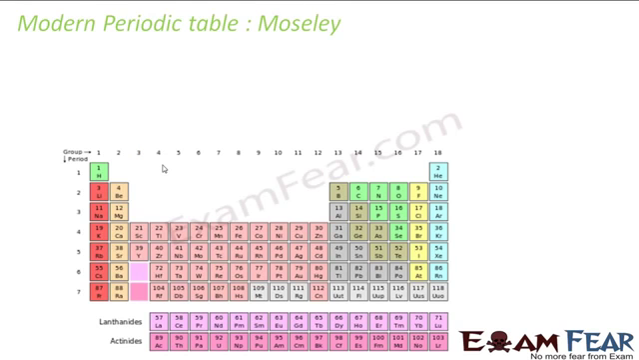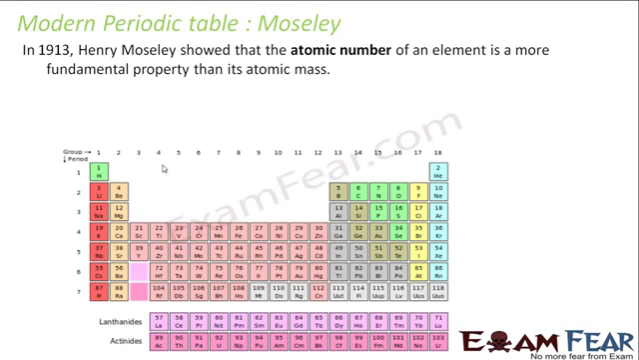Now let's study the modern periodic table based on Moseley. In 1913, Moseley showed that atomic number is a better fundamental property than atomic mass. And please note, the atomic number itself was found by him, because till 1896, nobody knew what an electron is. The atomic mass was all found by stoichiometric equations, by chemical reactions.